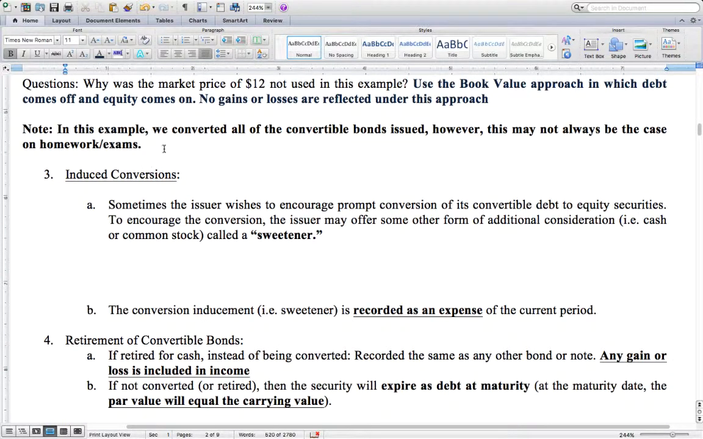Please note that in this example we converted all of the bonds issued. However, this may not always be the case on homeworks or exams. So there may be a situation where we only convert 5 of the 10 bonds, and you would still do the entries accordingly.